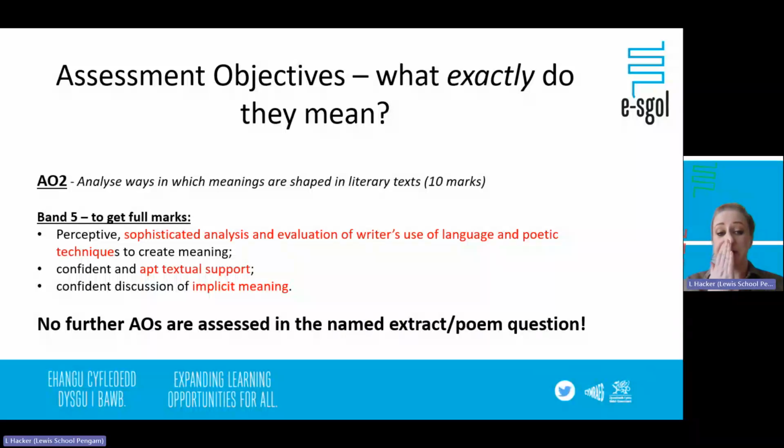Okay, so no further assessment objectives are assessed in the named extract or poem question. And I must stress there that once again, you are not marked on your ability to incorporate context, the context of the poet, or the context of the way in which the poem was written. That's not marked in this question at all, so don't waste time putting it in.